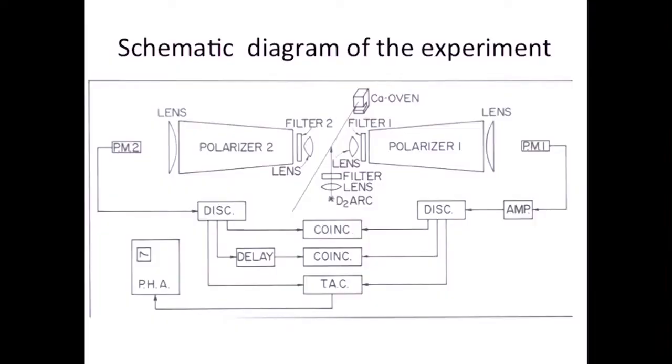Okay, so this is the experiment in principle, how it worked. Above, at the top, you see a calcium oven, and a stream of calcium atoms passed through the center of the experiment with polarizers and detectors on either side. Below the reaction chamber was a deuterium arc lamp, which is what supplied the excitation photon. And then it's shown a simple diagram of the electronics and so forth.